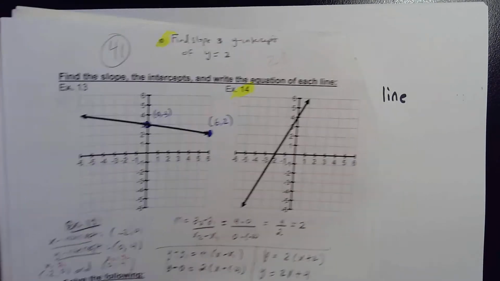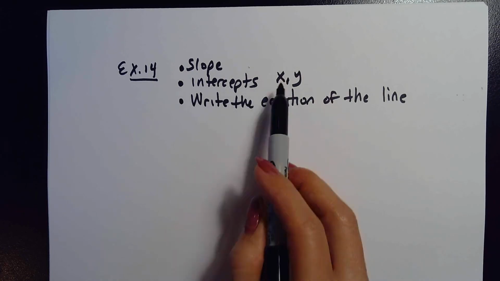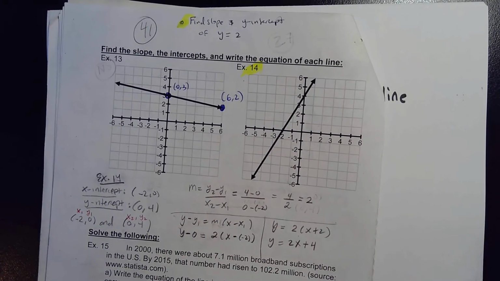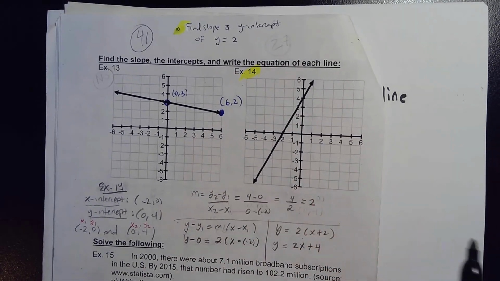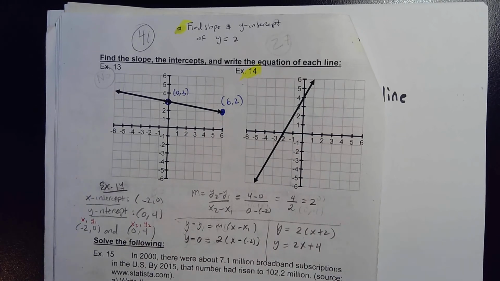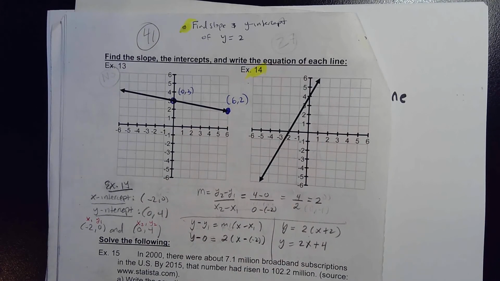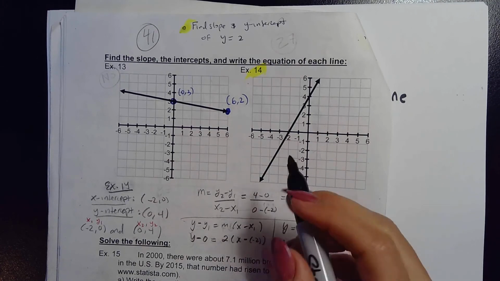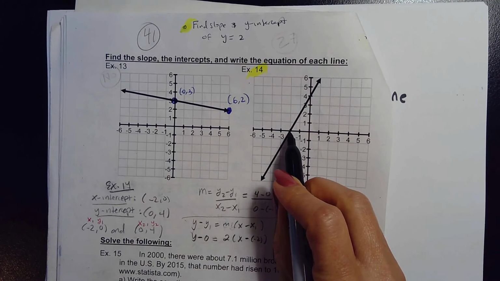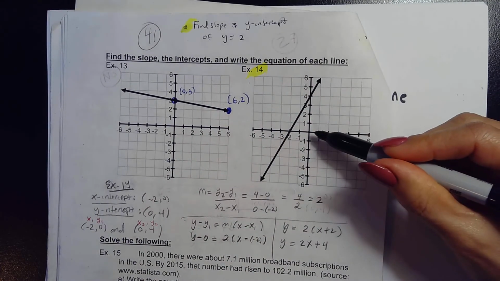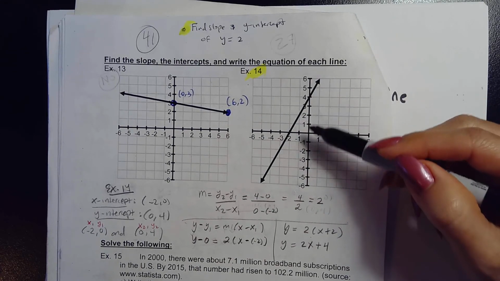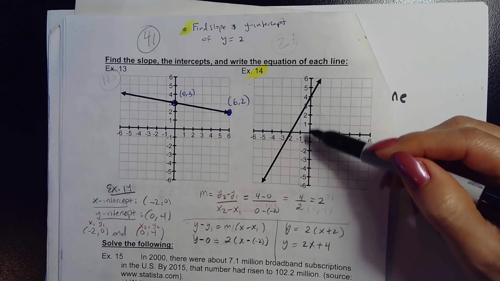So I need to find the x-intercepts, but you know what? I can read them from the graph. Remember, these are the points, the x and the y-intercept, these are the points that intersect the x and the y-axis. So the x-intercept is the point where the graph crosses the x-axis. That's going to be -2, 0. And the y-intercept is the point where the graph crosses the y-axis. That's going to be 0, 4.